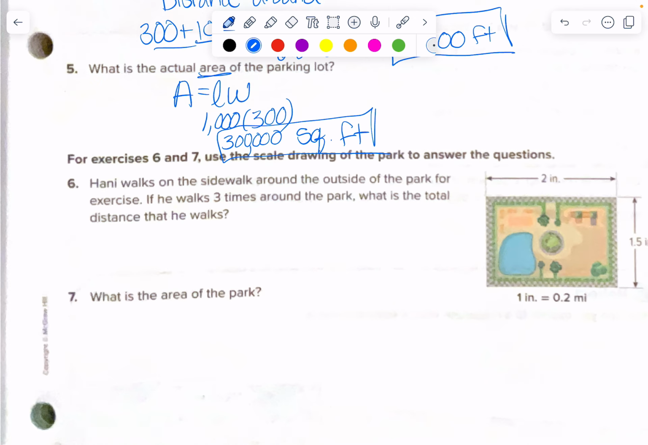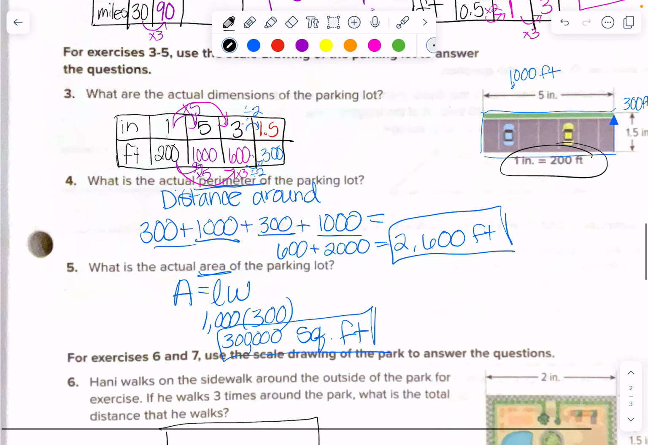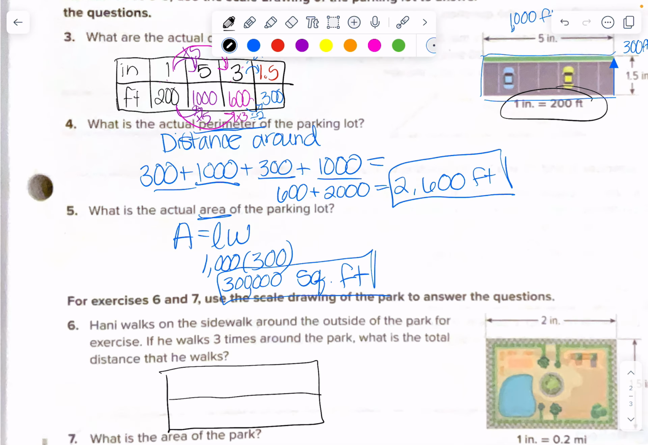Number 6, Hani walks on the sidewalk around the outside of the park for exercise. If he walks 3 times around the park, what is the total distance that he walks? So again, you can use that ratio table to help you. I'm going to go ahead and pause the video, but these notes will be available online as well. So again, you can use this video anytime you need a little refresher on how to use those scale drawings to find actual measurements.